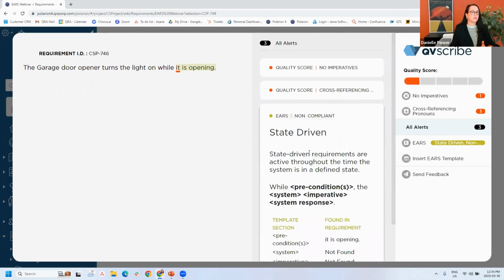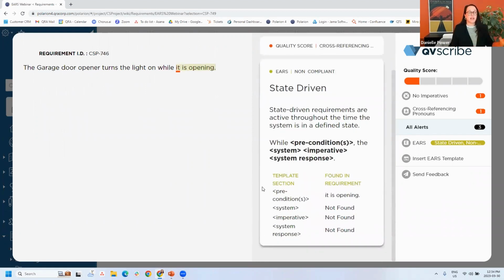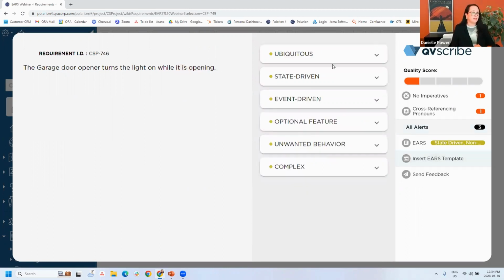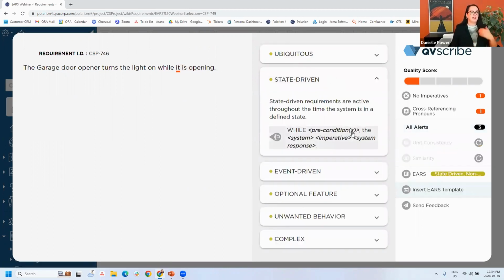So what I'm going to do is, this does look like a state-driven requirement, so I'm going to use the state-driven template to rewrite it. We are saying that during a specific period of time, the system is going to go into this state. The precondition is almost like the prerequisite for activating the specific system response you're looking for. So the system has to be in this state for the system response to happen.